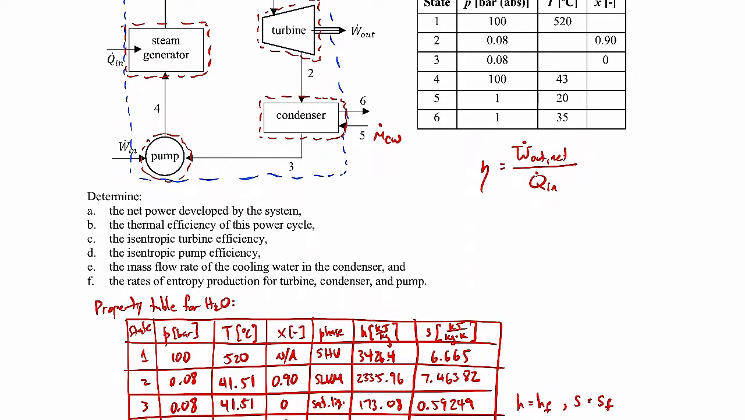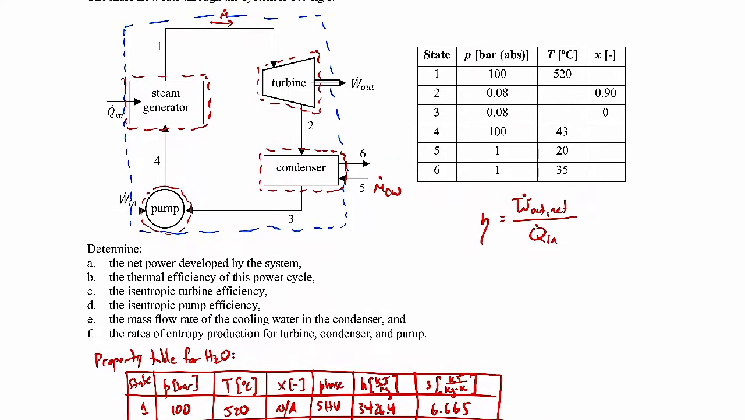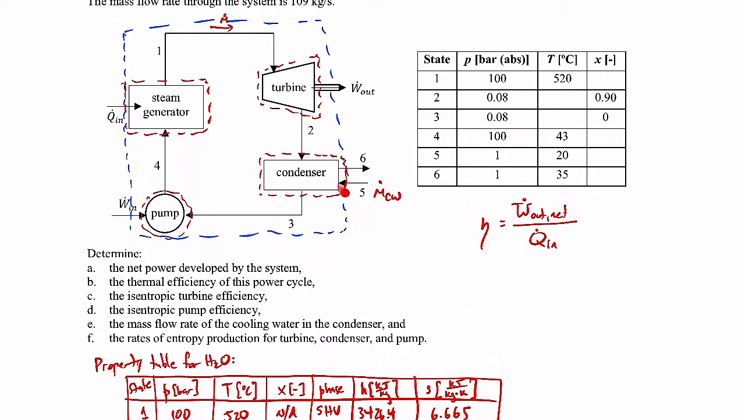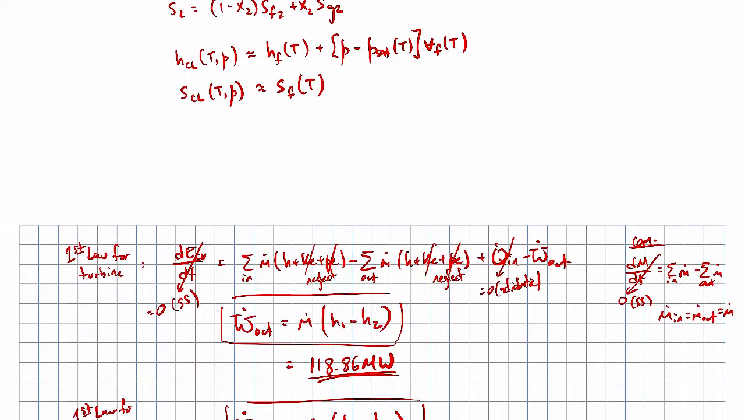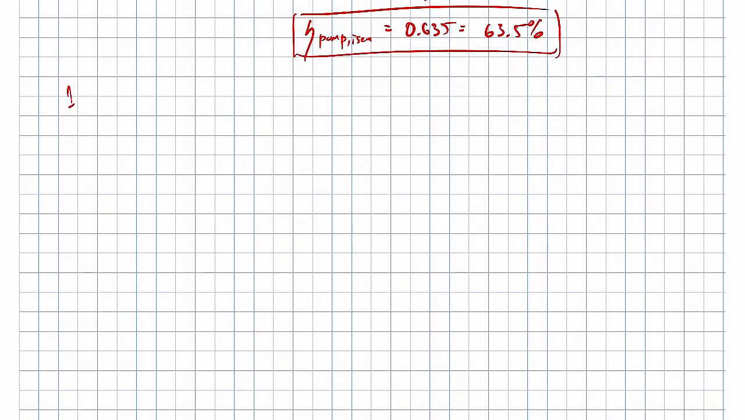So I'm thinking about the first law. I would know those specific enthalpies, and I also know that mass flow rate. For states 5 and 6, I also know those specific enthalpies down in the table here. The only thing I'm missing is the mass flow rate. So really I'm just exchanging some energy between the cycle flow and the cooling water flow. So I'm going to apply the first law between those. So, first law applied to the condenser.